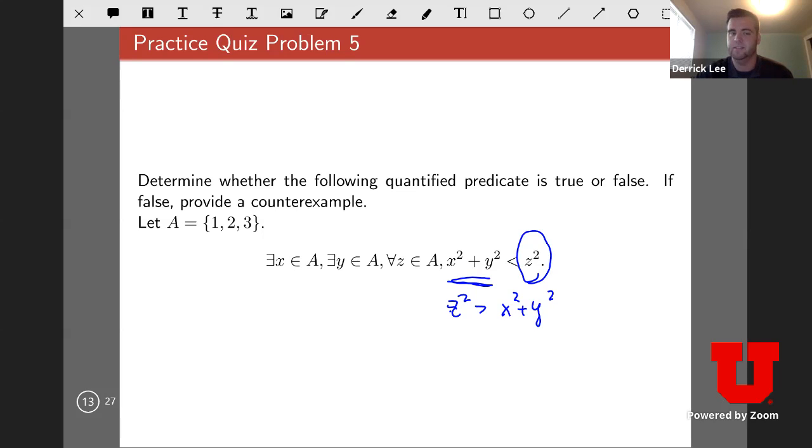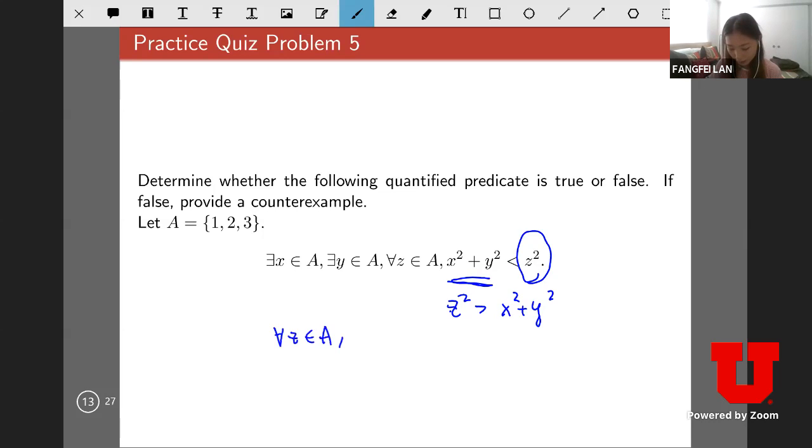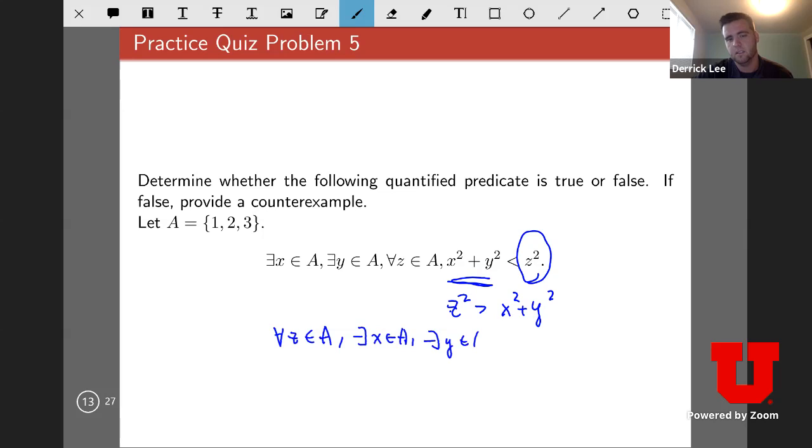Because right now it's written, there exists an x value within A and a y value within A, and then z is the third one. But would it change things if z was written first? So you mean it's written for all z in A like this? Mm-hmm. Because there was an example that dealt with that, and I didn't quite understand that in the textbook.